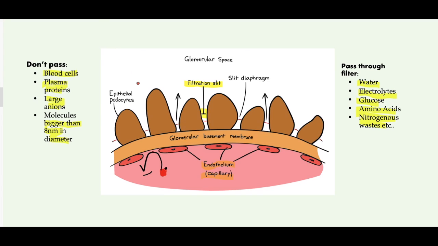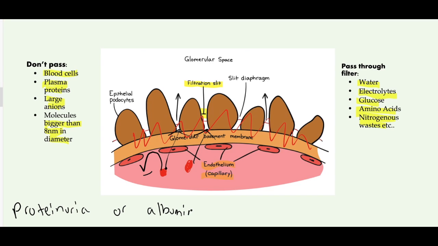Now, kidney infection and trauma can damage the filtration membrane, allowing plasma proteins and, let's say this is our red blood cell, red blood cells to pass through the filtration membrane and into the urine. The condition in which plasma proteins are found in the urine is called proteinuria or albuminuria. The condition in which blood is found in the urine is called hematuria.